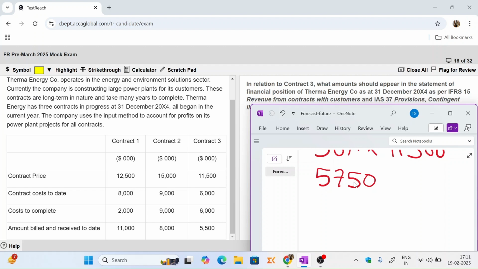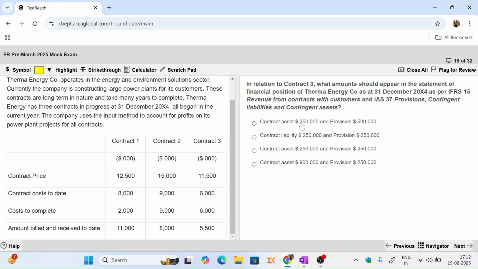So by how much is your amount lesser? You have billed 5,500 but you are due to take 5,750. So 250 more you have to take from the customer. If you have earned the money and you're still yet to receive it, then it becomes your asset. So $250,000 of contract asset needs to be recognized. This is something that we observe in option 1 as well as option 4. Now we will have to decide whether the provision is going to be 500,000 or 250,000, so that we are able to decide our final answer.